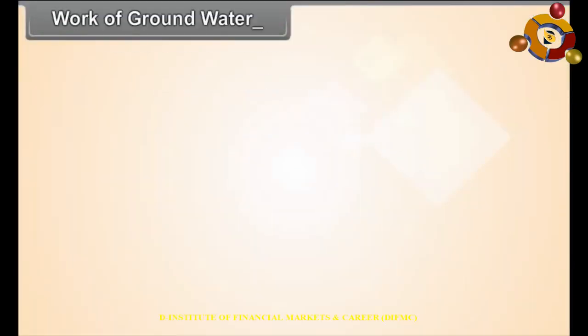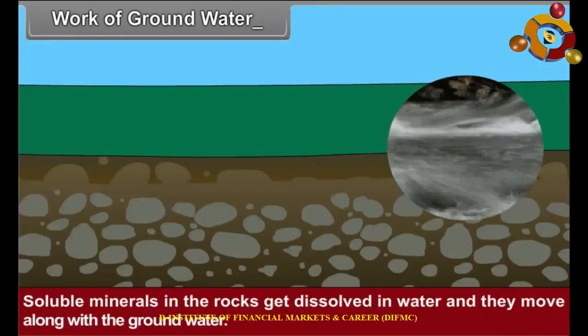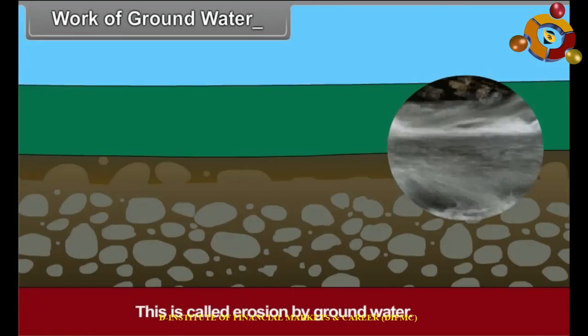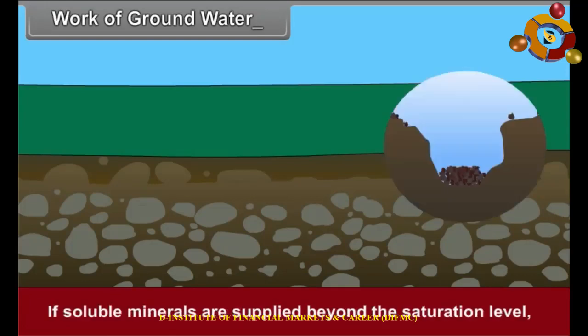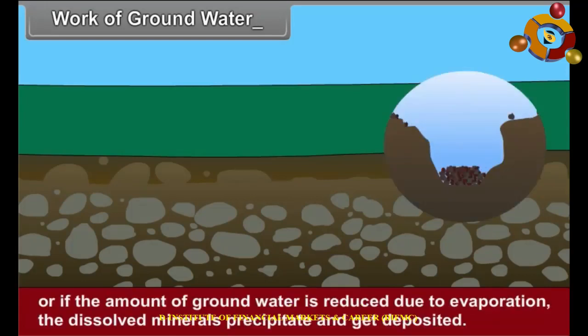Work of groundwater. Soluble minerals in the rocks get dissolved in water and they move along with the groundwater. This is called erosion by groundwater. If soluble minerals are supplied beyond the saturation level, or if the amount of groundwater is reduced due to evaporation, the dissolved minerals precipitate and get deposited.